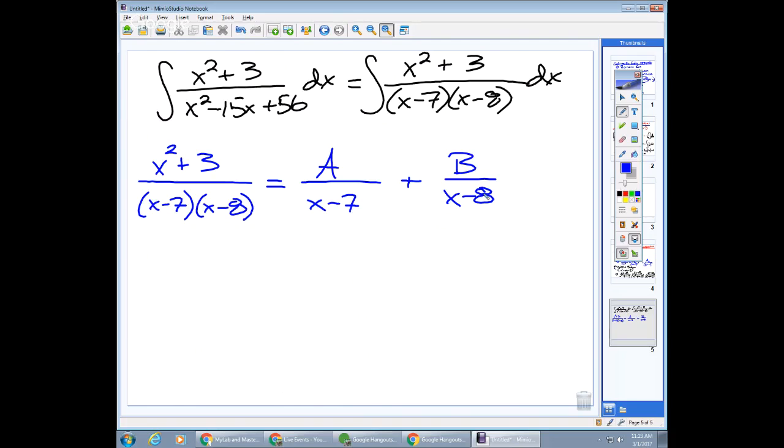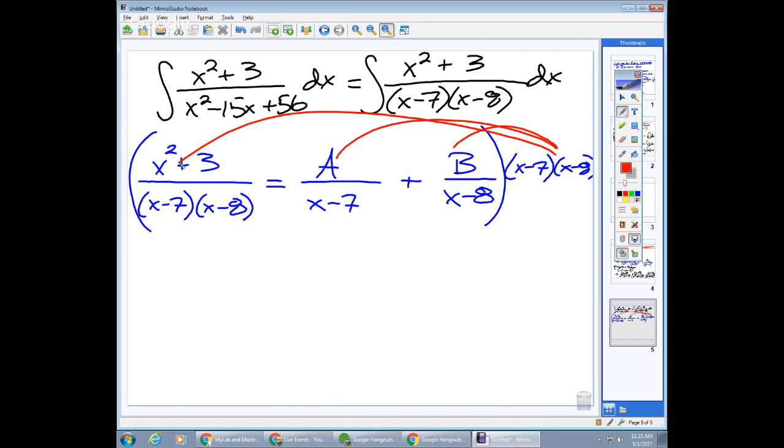There's two ways to do that. Both ways start the same. First thing we want to do is clear all the denominators by multiplying everything by the GCD. So we want to multiply everything by x minus 7 times x minus 8. We're going to have to distribute that through the equation. When I do that, the left side comes up really nice. It's just x squared plus 3. On the other side, we get some partial cancellation. So for this fraction right here, the x minus 7 divides out, leaving a times x minus 8.